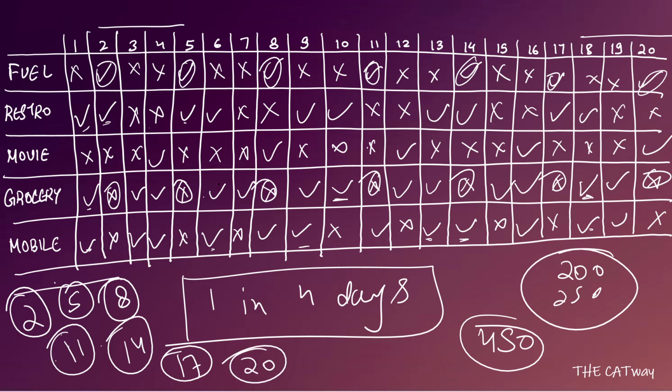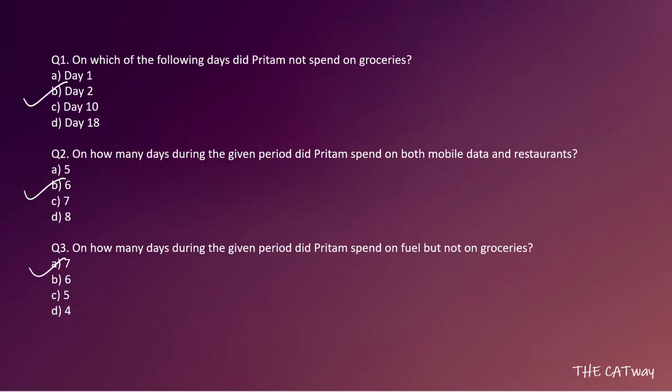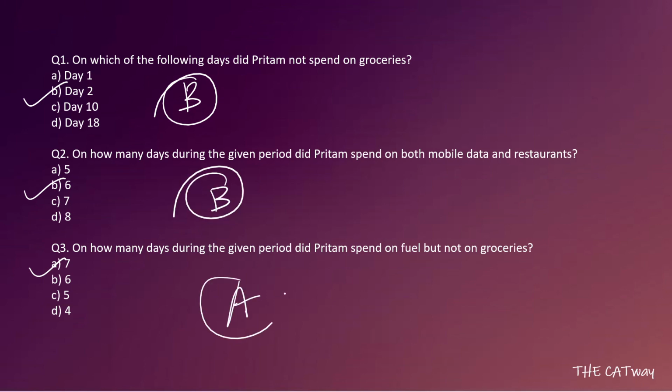Let's count the number of days. So 3, 6, 7. So the correct option is going to be option number A. So this one will be B, this one will be B, and this one will be A. So with this, the set is complete.